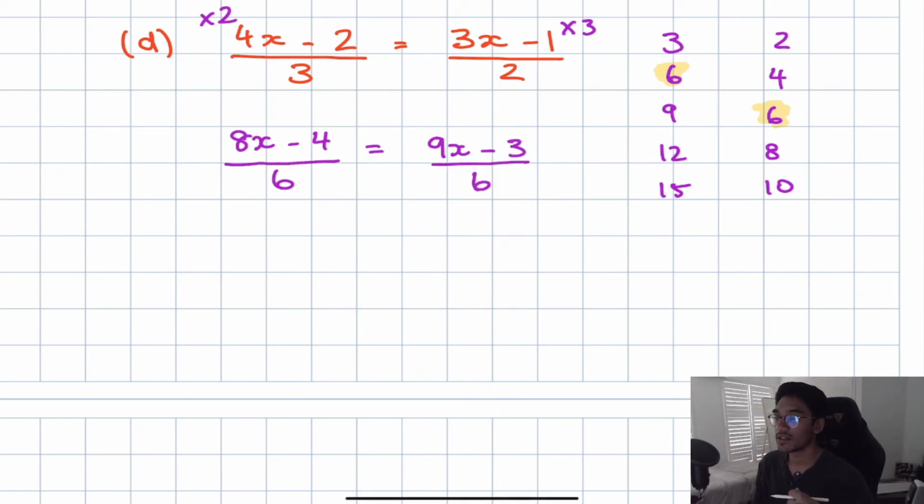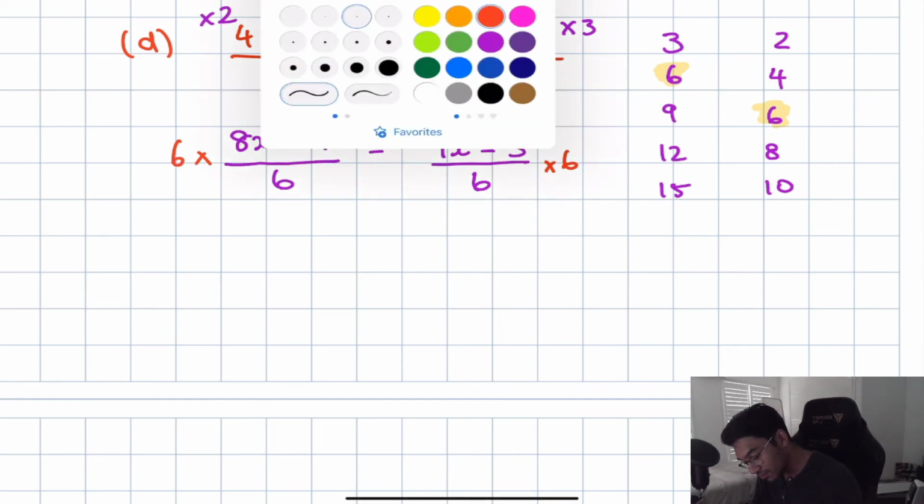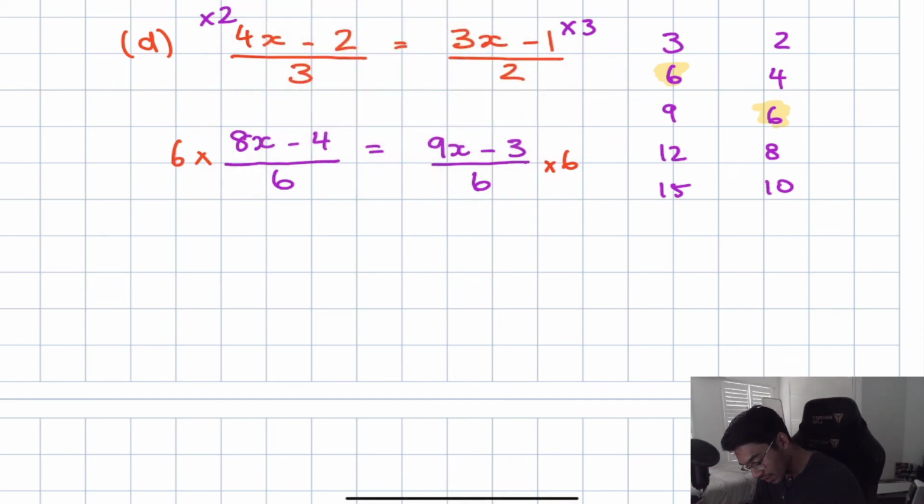And now because they're under the same denominator, I can go ahead and times it by 6, and get rid of this denominator and this denominator, which makes it a lot easier for us to work with. So I'm going to go ahead and times both sides by 6 now. So times this entire thing by 6, times this entire thing by 6. And I'm left with 8x minus 4 is equal to 9x minus 3.